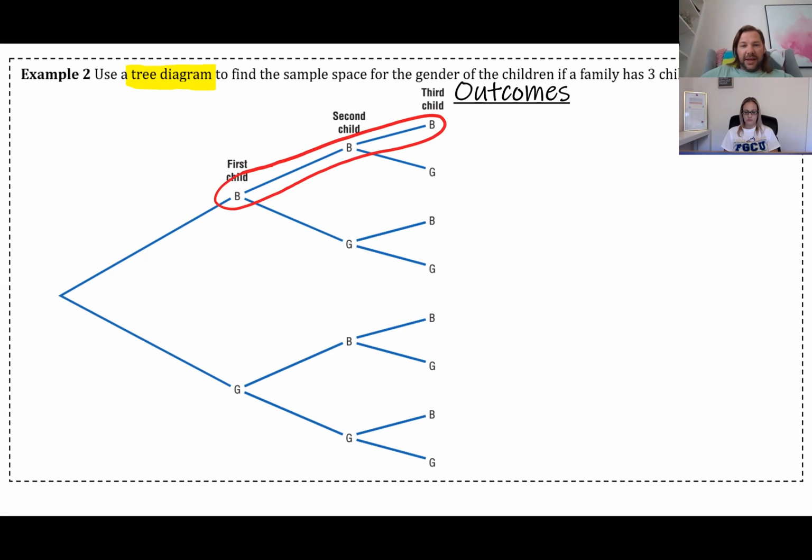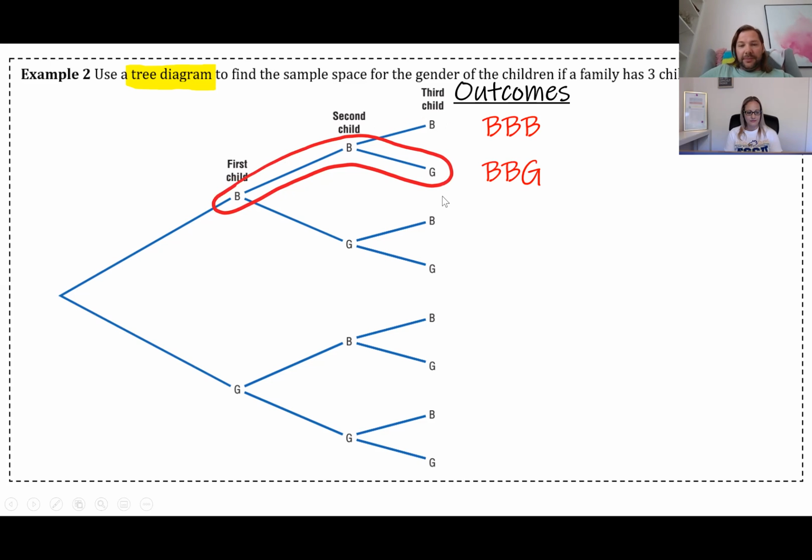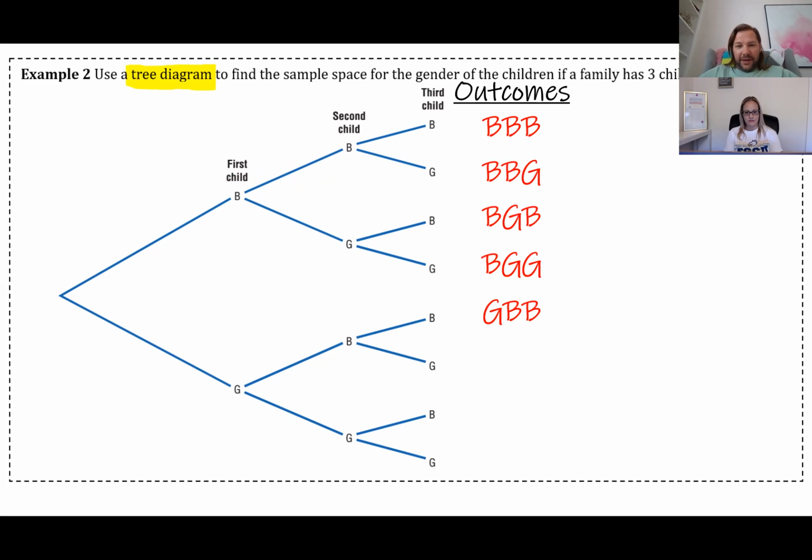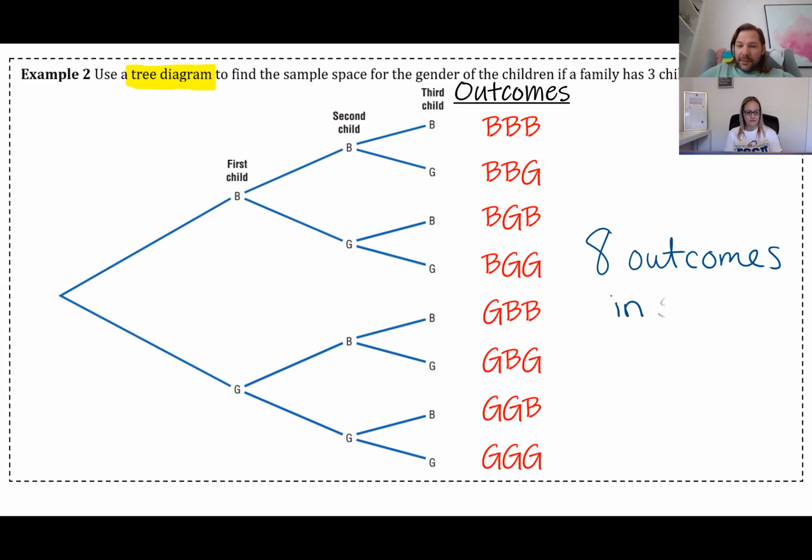So you make these great diagrams where it shows you, okay, one possible outcome is to go boy, boy, boy. And another one would be to follow that same leg for the first 2, but then have a girl at the end, so boy, boy, girl. I'm just going to click through the rest of these because I already talked through them. But we see now that there are 8 possible outcomes in the sample space.